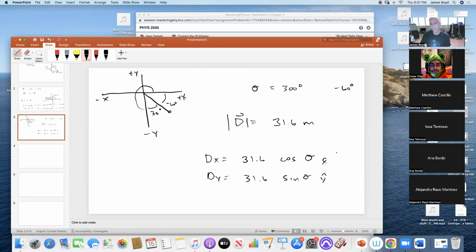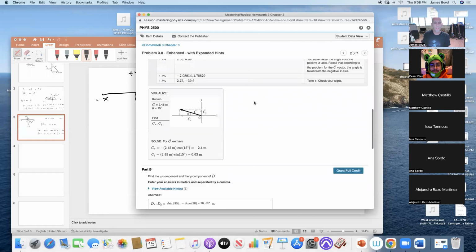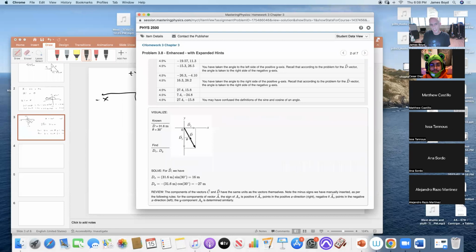Obviously, this is x hat, this is y hat. And 31.6 cosine of, let's go, negative 60 is 15.8 in the x hat. And 31.6 sine of 300 is negative 27.4. Your numbers are different, I think. So we see that D is here. They did just 2 sig figs because the angle was 2, I believe. So 16 and negative 27.